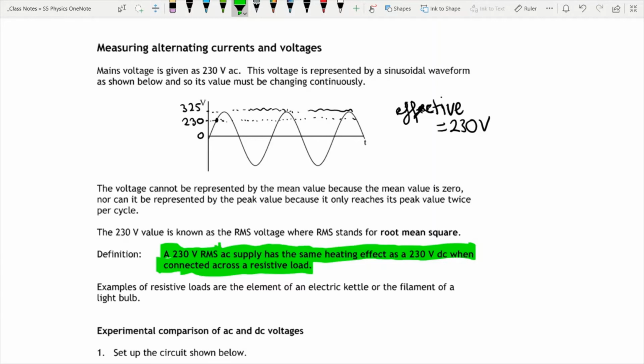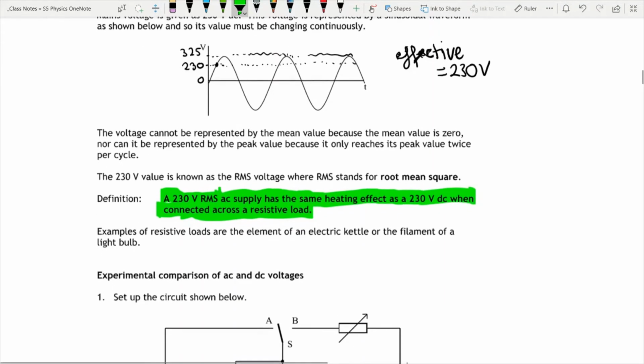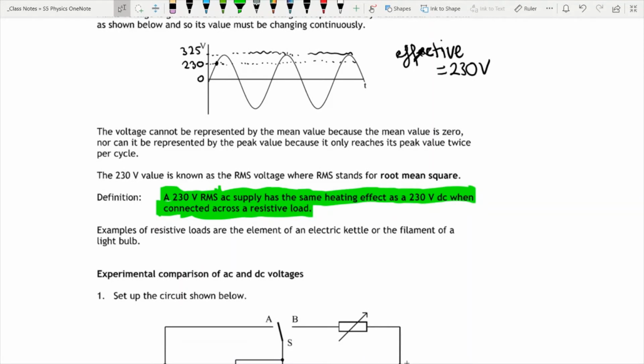Same with a light bulb, which might be a little bit easier to visualize. If you plugged a light bulb into a 230 volts RMS supply, it would be the same brightness as if you plugged it into a 230 volt DC supply. But we know that DC doesn't change, it just stays at that one value, but the 230 volt RMS supply will be above and below at some points. Its overall effective value is that it gives out the same brightness as a 230 volt DC supply. Examples of resistive loads are the element of an electric kettle or the filament of a light bulb.